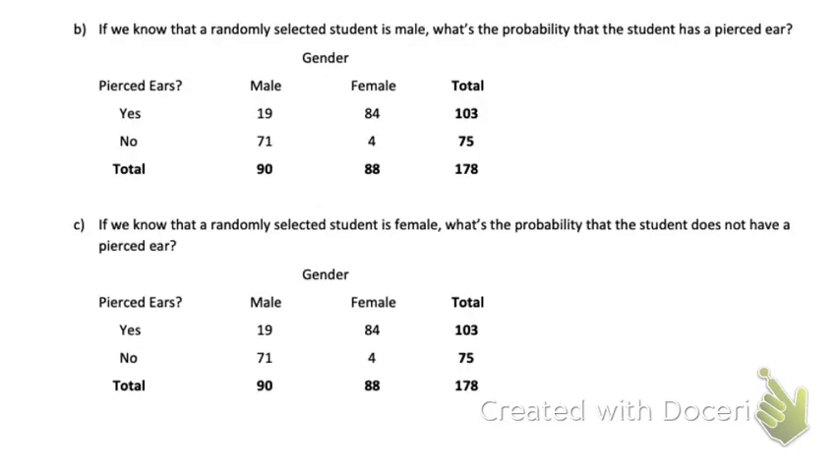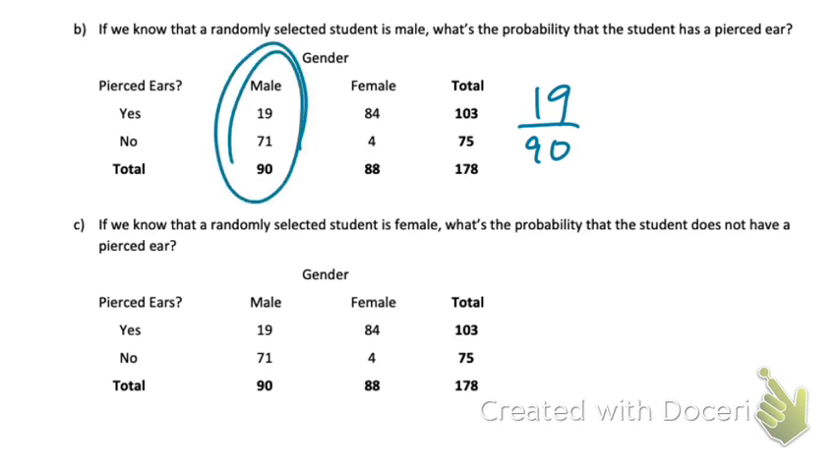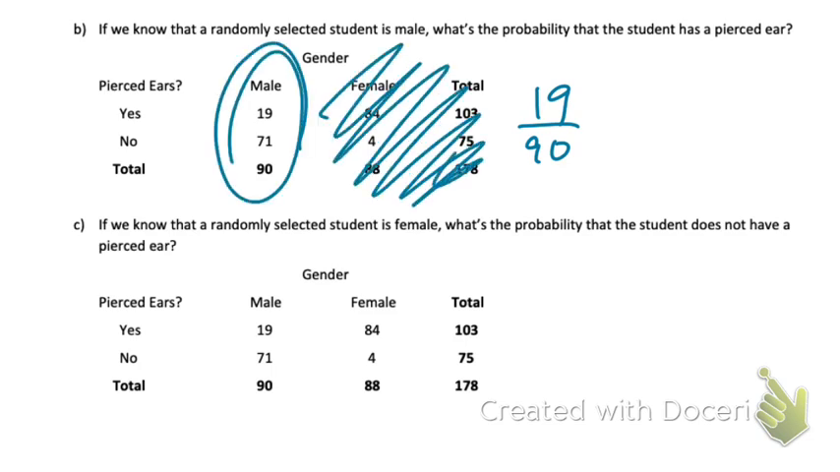If we know that a randomly selected student is male, what's the probability that they have a pierced ear? 19 out of 90. Very good. 19 out of 90. Again, because I know that they're male, I'm looking at that column only. Nothing else matters. And I want to know the 19 over the 90. Okay? That is 0.211.